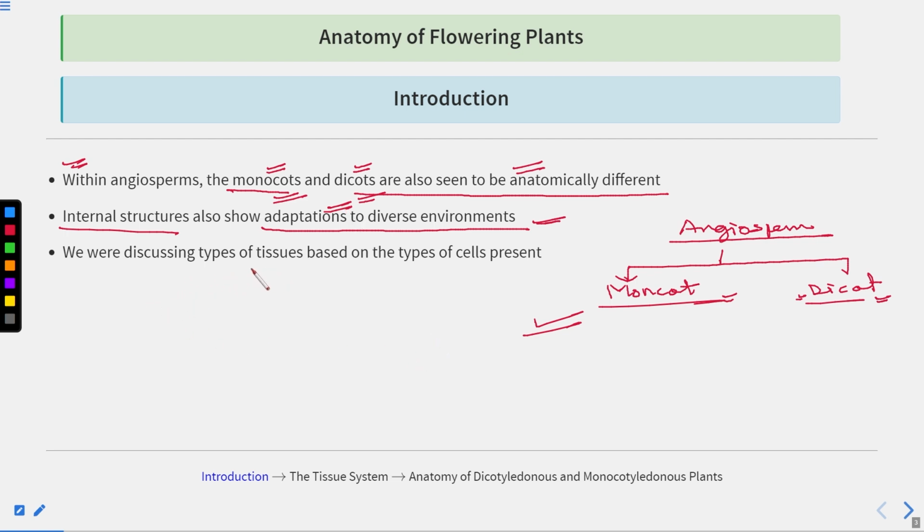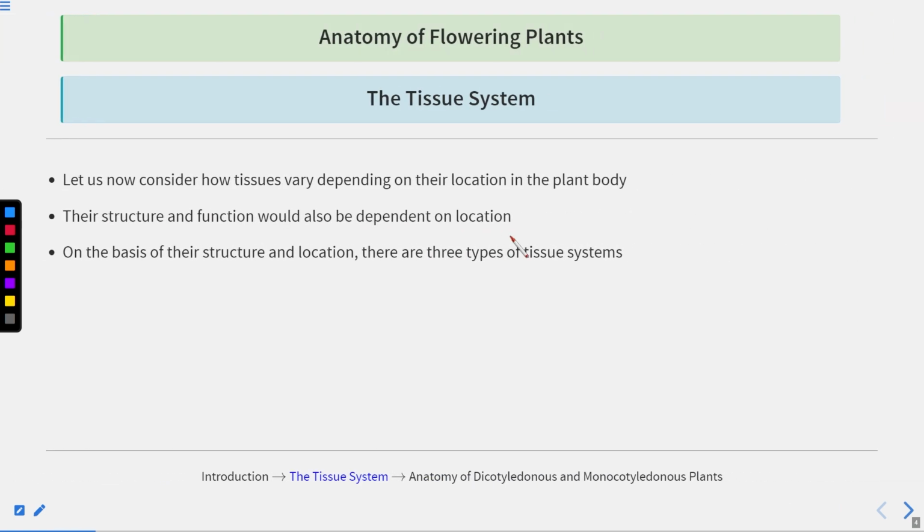So we were discussing the type of tissue based on the type of cell present. There are different types of tissue, and these types depend on the type of cell present in their tissue, right? So let us see that. Let us now consider how tissues vary depending on their location in the plant body. So this is the tissue system. We are studying the tissue system, right? Let us now consider how the tissues vary depending on their location in the plant body.